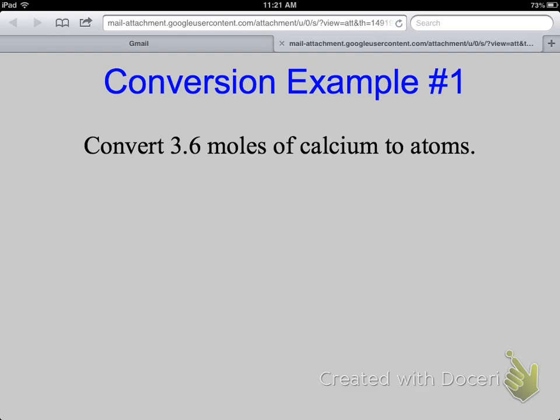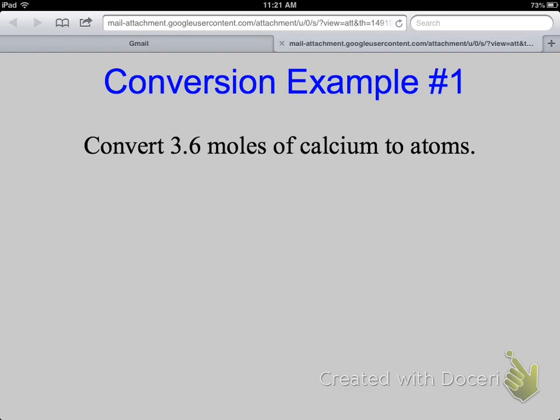So these are really just going to be conversion problems. Like we did at the beginning of the year, you all did a fantastic job on that. So the first example I'm going to show you is to convert 3.6 moles of calcium to atoms. Now I'm using atoms because I'm just talking about calcium, one single element all by itself.